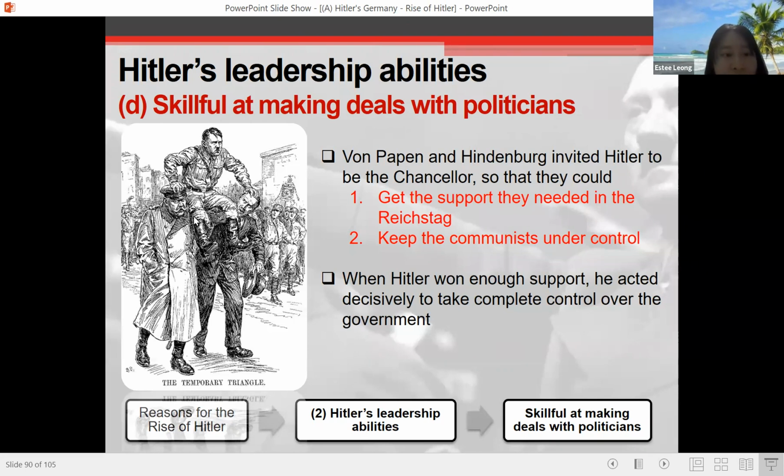But let me just clarify something. This guy here, von Papen, used to be the previous chancellor. This guy here, Hindenburg, is the president. It's just like how we have a president here and a prime minister. Chancellor is the equivalent of the German prime minister.